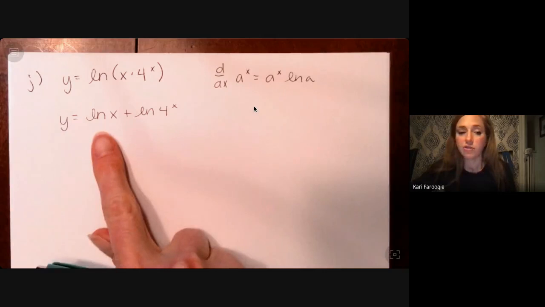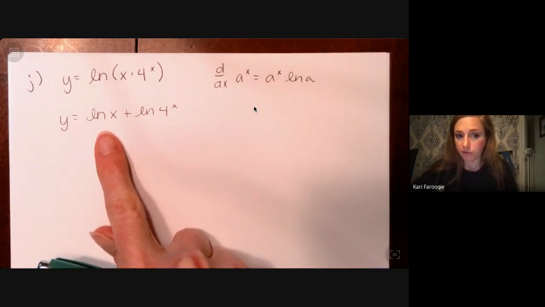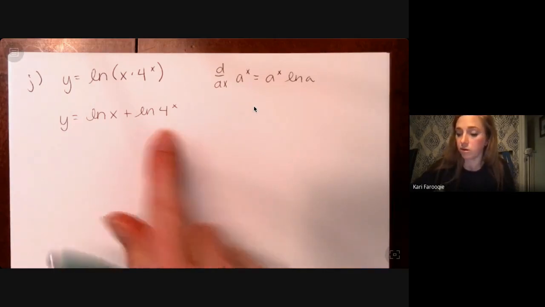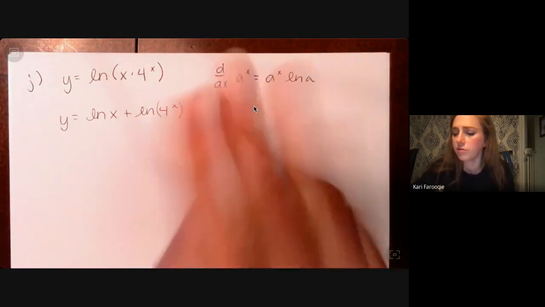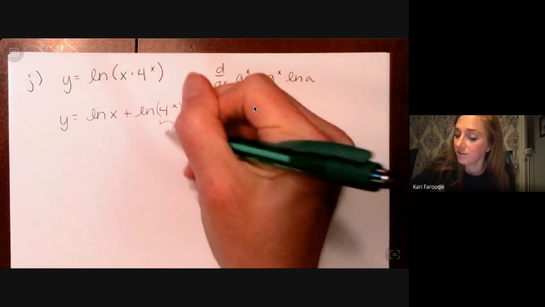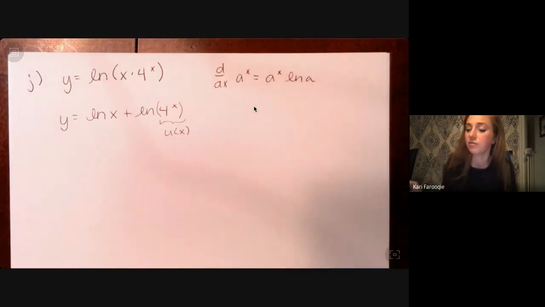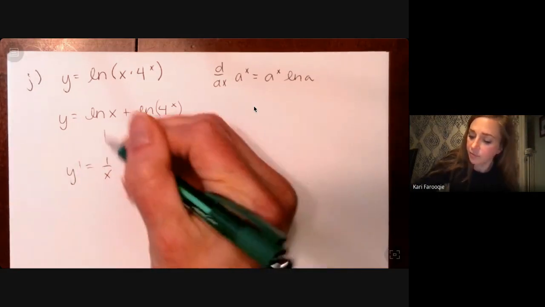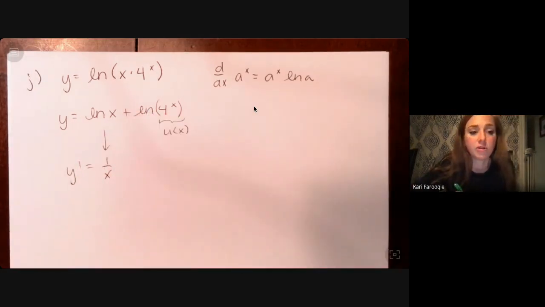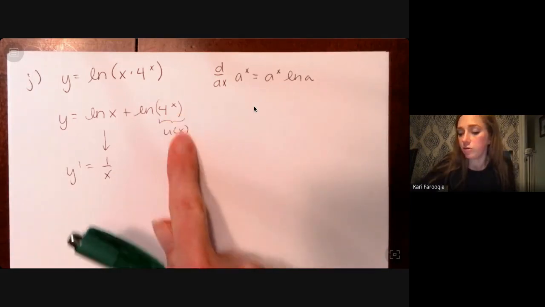Now, the derivative of natural log x is just going to be 1 over x. But the derivative of natural log 4 to the x, for some reason, this is bothering me without parentheses. Maybe because I really wanted to do this and call it u of x. So I'm not worried about the first one, like I said. The derivative of natural log x is 1 over x. This one, we're going to just take u prime over u.